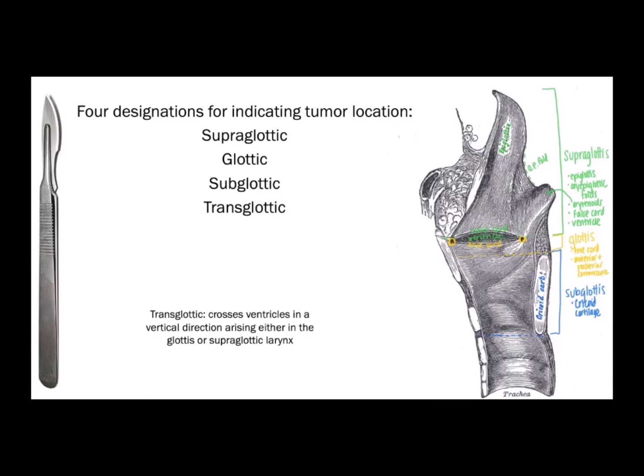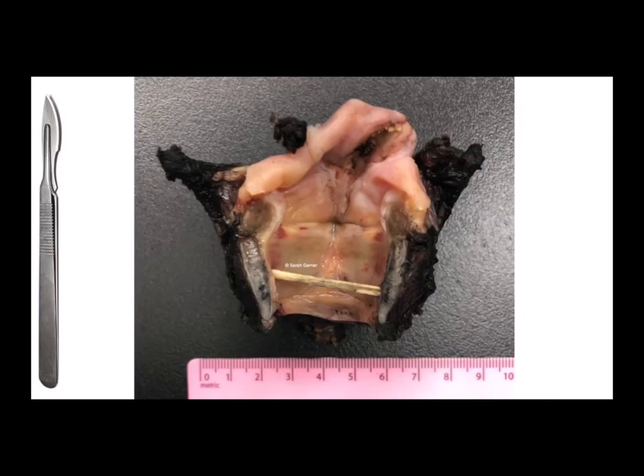So now moving on to the staging. So here's an example of a supraglottic cancer. So I just showed you the supraglottic area, and remember that's going to go down to about the level of the ventricle. And so here you can see that this tumor appears confined to the supraglottic area. So you would call this a supraglottic tumor, right? So the staging for each area is going to be a little bit different. They're all fairly similar, but they do have separate designations on the AJCC classification.